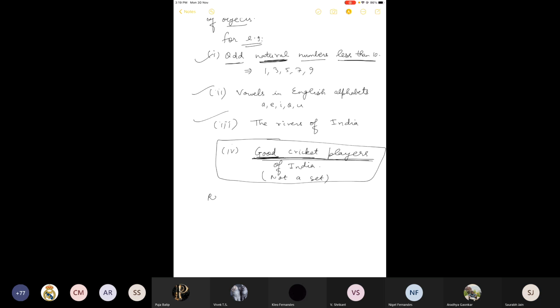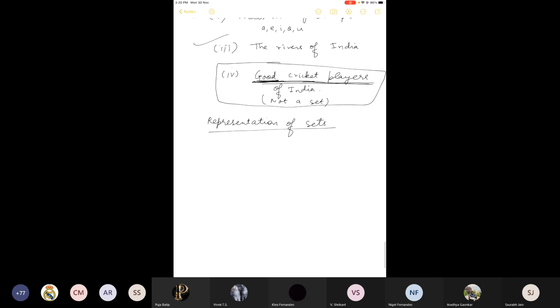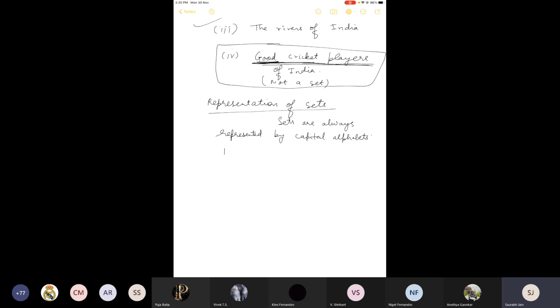Now, this was the general definition, but we need to write them mathematically also. So the next thing that comes is the representation of sets. How do we represent sets? First thing you always note: sets are always represented by capital alphabets. And some of the capital alphabets are fixed for certain sets. For example, I'm writing some standard notations here.